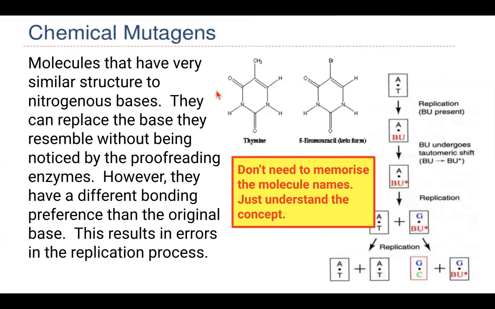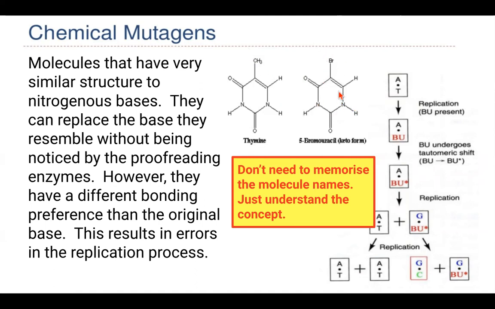First one, base analog. A base analog is a molecule that really looks like your normal base. For example, thymine is a normal base in the DNA. Bromouracil is a very similar looking one. If you look closely, you can see that the top right here is slightly different, but at first glance, they're almost identical.